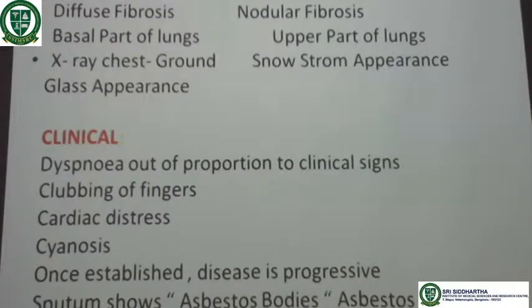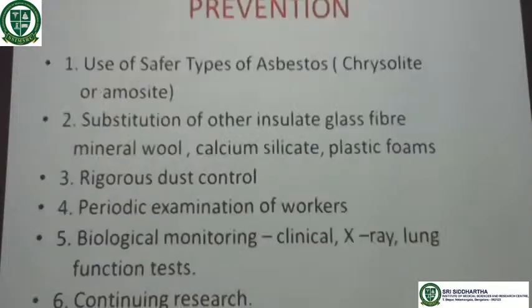Coming back to clinical features, dyspnea out of proportion to clinical signs, jumping up in cardiac distress, cyanosis. Once established, the disease is progressive and sputum shows asbestos bodies. How to prevent? Use of safer types of asbestos, substitution, rigorous dust control, periodic examination of workers, and biological monitoring by means of clinical examination, X-ray, early diagnosis, early investigation, and LFT. A lot of research has to be done with respect to this.